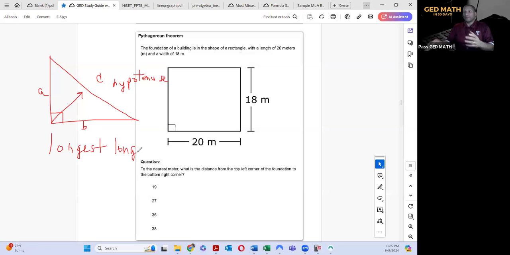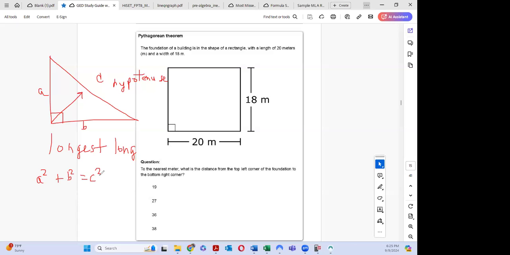So now the equation. If you look at your formula sheet, the formula of the Pythagorean theorem is a squared plus b squared equals c squared. So the a corresponds to the first leg of the triangle, b corresponds to the second leg of the triangle, and the c corresponds to the hypotenuse.